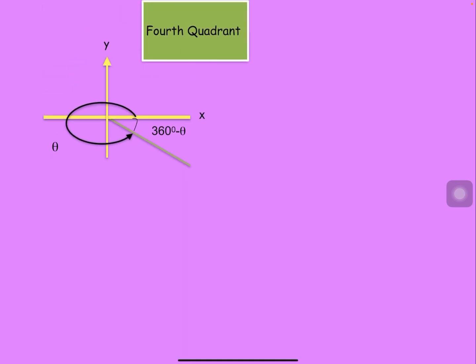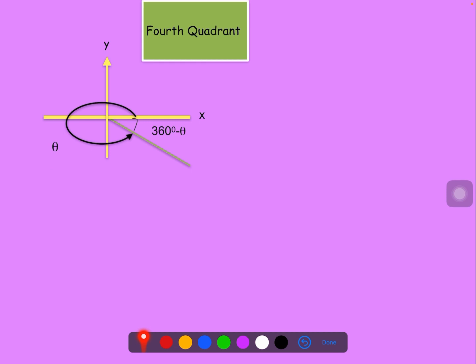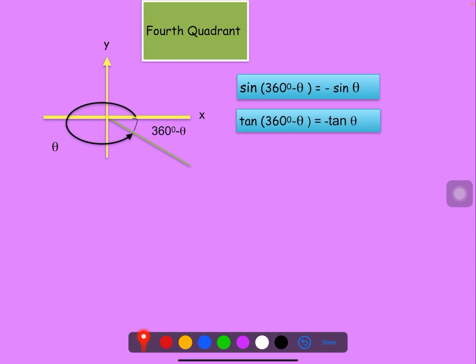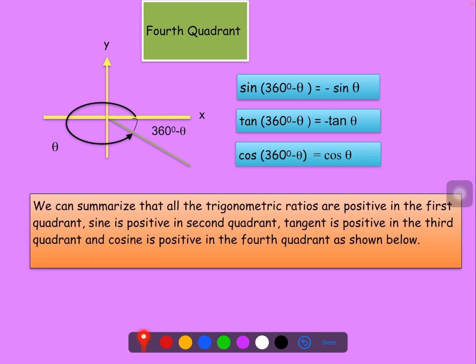In the fourth quadrant, we have this angle theta in the fourth quadrant. So we have sine 360 minus theta, and this angle equals minus sine theta. Okay, this is in the fourth quadrant. Tangent 360 degrees minus theta is minus tangent theta. Cos 360 degrees minus theta is cos theta.